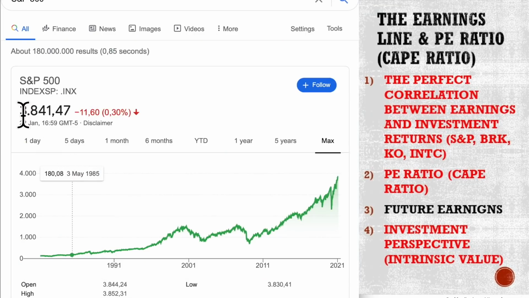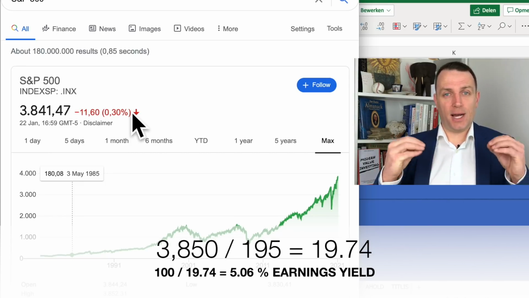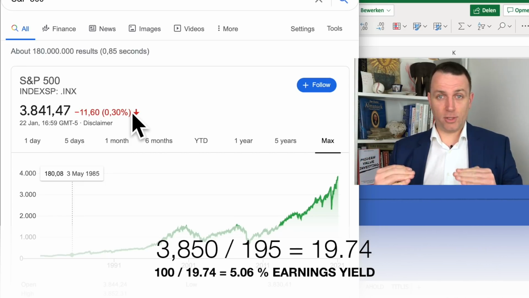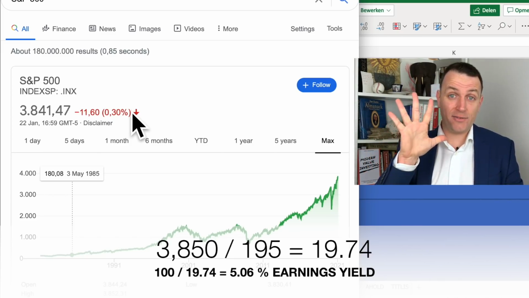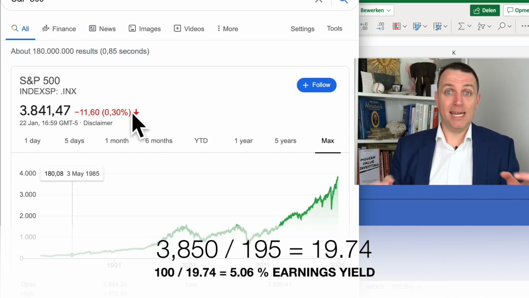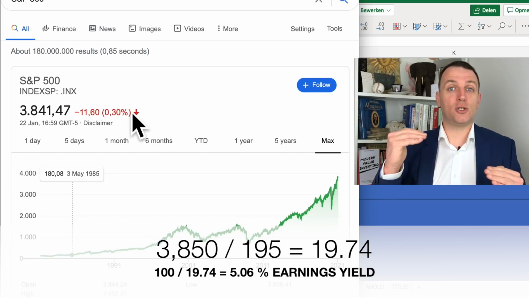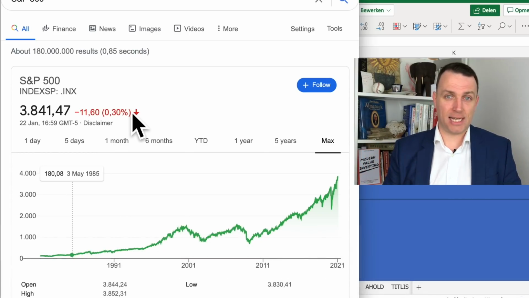If we compare 195 with the current level of the S&P 500, we get to a price-earnings ratio of around 20. A price-earnings ratio of 20 gives you an earnings yield of 5%. 5% returns are something good in this zero interest rate environment. Plus, if earnings grow 2% per year, which has been the historical average, then you are at 6–7% returns.